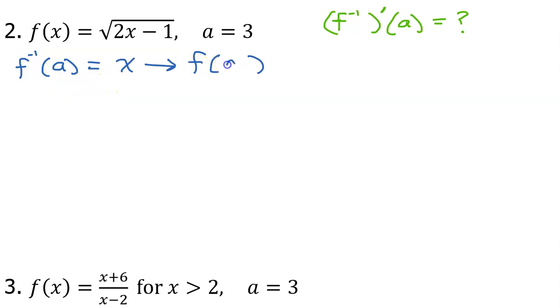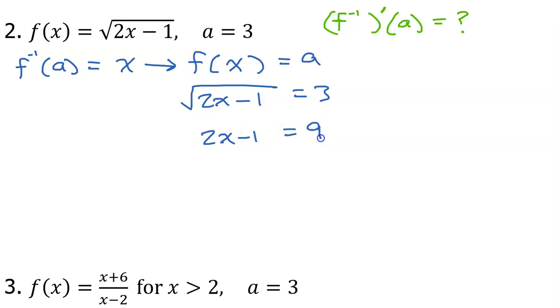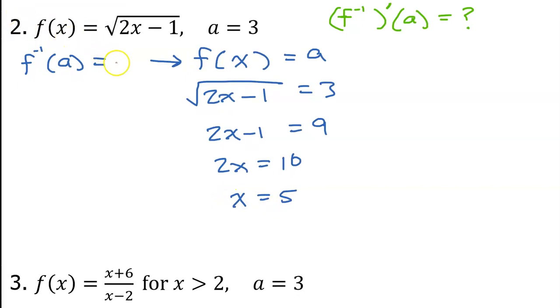So the original function at x should equal a. So f of x is the square root of 2x minus 1. So that means the square root of 2x minus 1 should equal a, which is 3. If I square both sides, the radical goes away, and we have 2x minus 1 is equal to 9. Adding 1 to both sides, we have 2x is equal to 10. Dividing by 2, we get x is equal to 5. We take that 5 and we plug it back in right here, and that is the end of step 1.